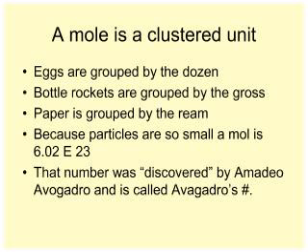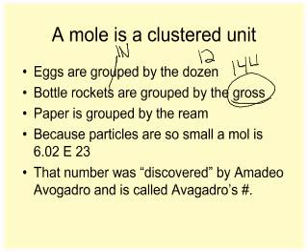A mole is a clustered unit. Eggs are grouped by the dozen. Why? It's a nice handy amount. Bottle rockets. Yay, I love living in Indiana. We get our bottle rockets all the time, 365 days a year, by the gross. Because 12 bottle rockets isn't enough, you need to buy your bottle rockets in groups of 144. Paper is grouped by the ream, 500. Now maybe you've heard that for donuts, there's a baker's dozen, which is 13. There is a printer's ream that is 512. So you get a little extra kicker if you find some place that'll give you a printer's ream of paper. That's the packages of paper that you get.